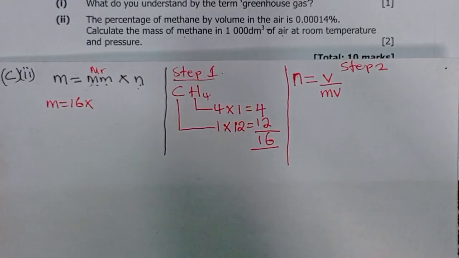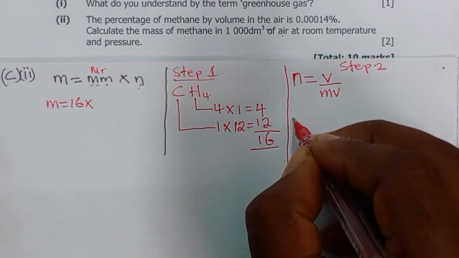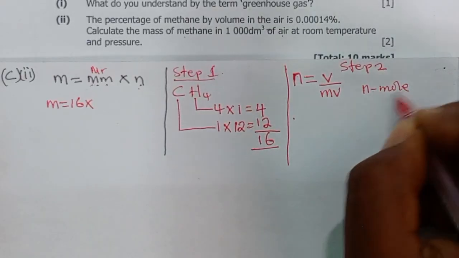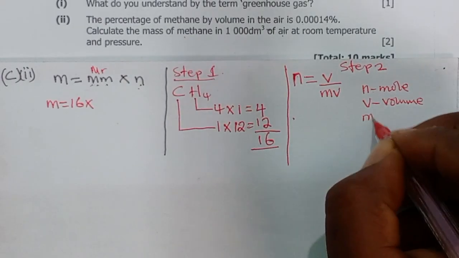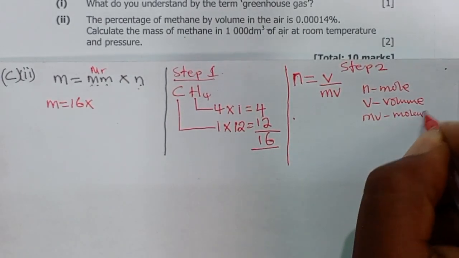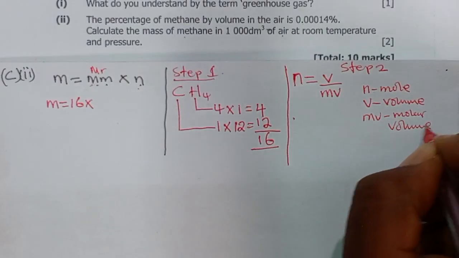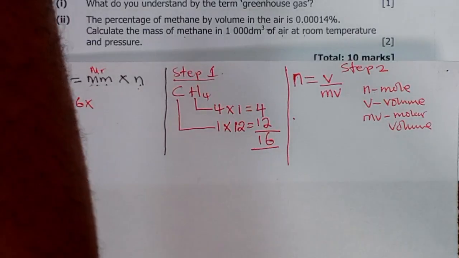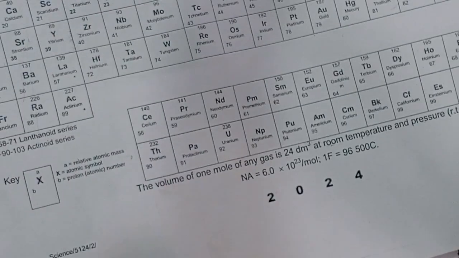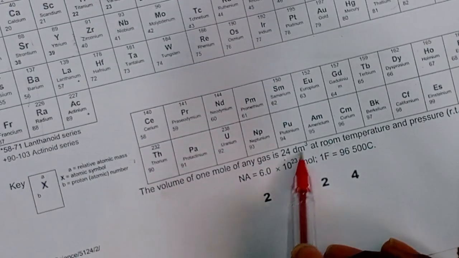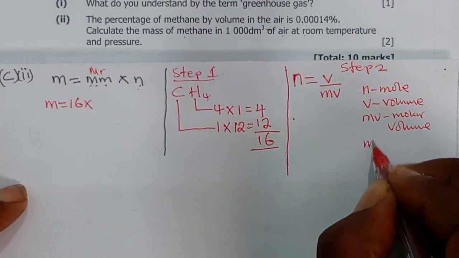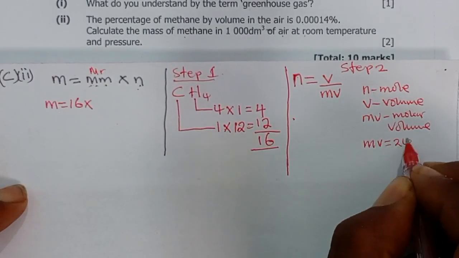So number of moles, n, is mole, V is volume, MV is molar volume. So now molar volume at room temperature and pressure, remember it is 24. So 24 decimeters cubed at room temperature and pressure. So the molar volume we have is 24 decimeters cubed.